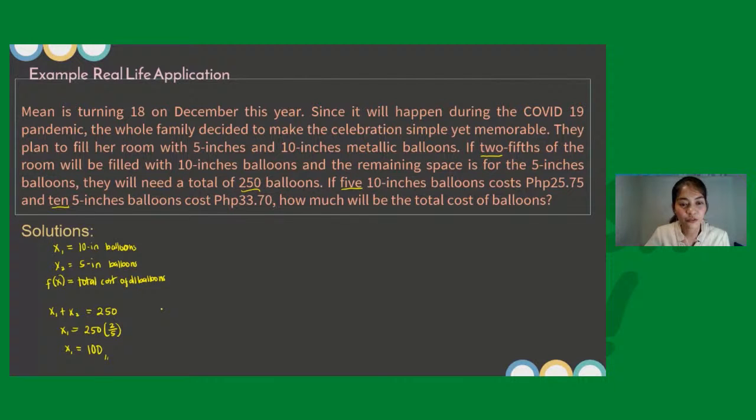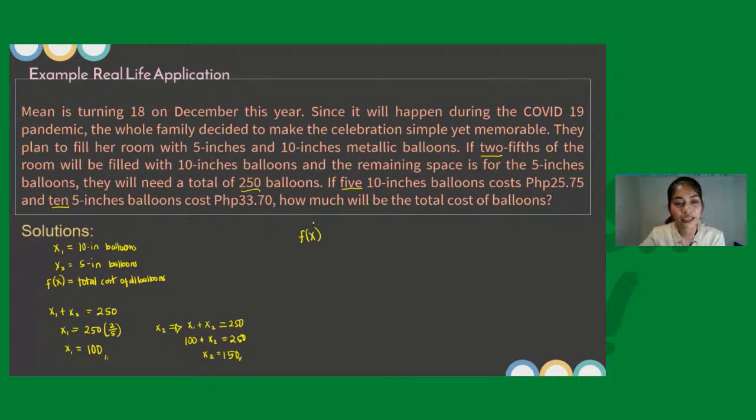From here, we can also solve for x sub 2. So that is by substituting 100 to our total. So that is x sub 1 plus x sub 2 is equal to 250. Ayan. So let's substitute x sub 1. That will be 100 plus x sub 2 is equal to 250. Solving for x sub 2, we will have transpose 100 on the other side. So that will be 250 minus 100 is 150. Meaning to say, we have to get 100 pieces of 10 inches balloons and 150 pieces of 5 inches balloons to fill out the room. Now, what we are looking for here is the total cost of all the balloons. So for us to find that out, we have to represent the function.